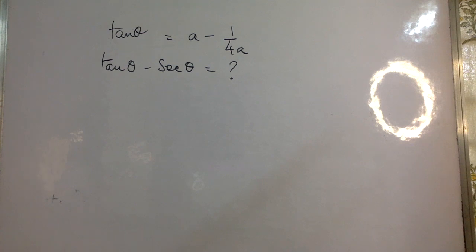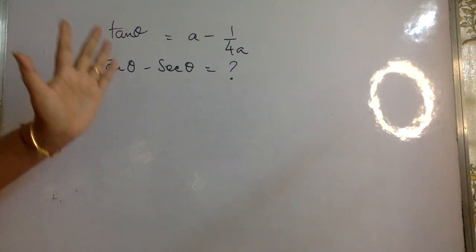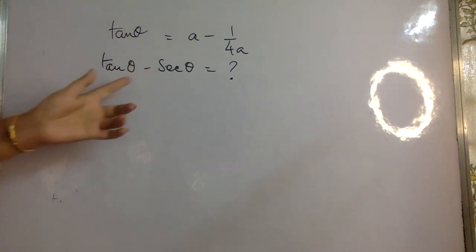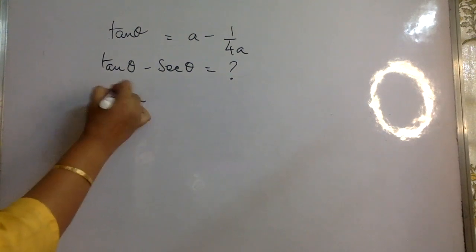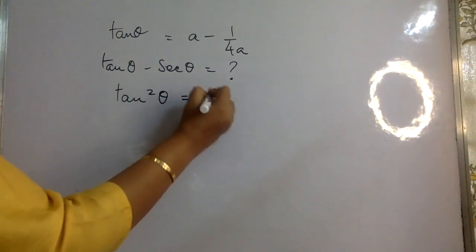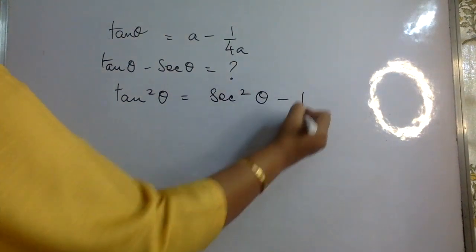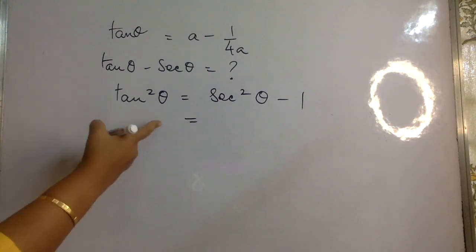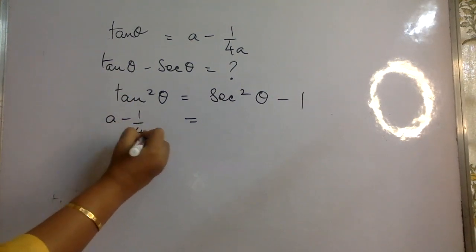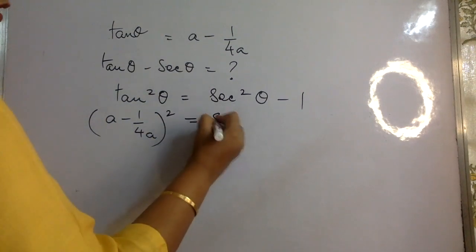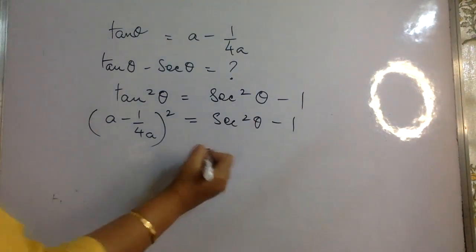Tan theta is a minus 1 by 4a, and what is the value of tan theta minus sec theta? Now since we know only the value of tan theta, we want to get our value of sec theta also, so that we can subtract. So how to get that? If I square, tan square theta is sec square theta minus 1. So here tan square theta is, according to what is given, sec square theta minus 1. Then what do we do?